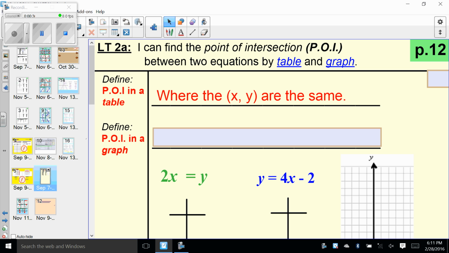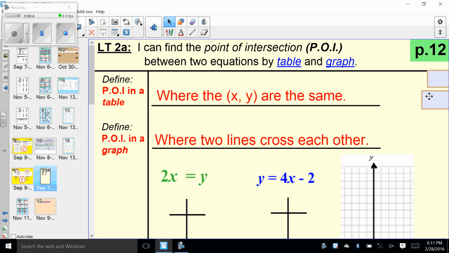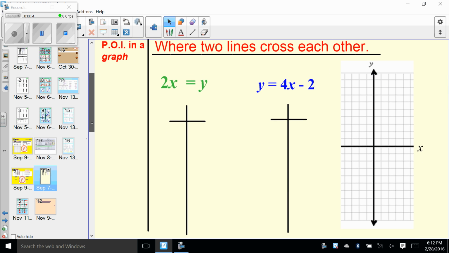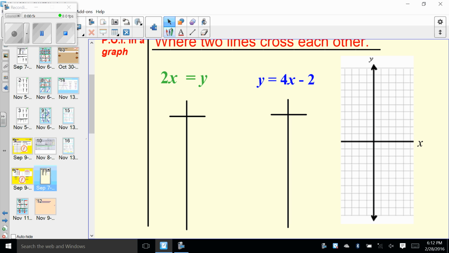How do we do it when it's a graph? Graphs are super easy. Graphs are just where the two lines cross each other. So that is pretty easy for us to see. So we're going to start with this table, looking for the POI. We don't really know where the POI is going to be.